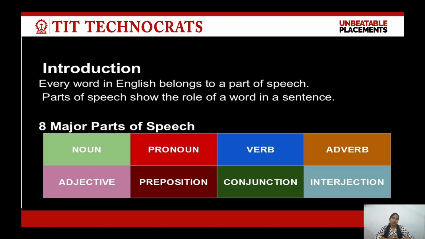So why have we learned these eight parts of speech? We have learned them just to memorize, just to recall what we have already learned during the previous years, and to understand that if you are looking at any word in any question, you should be able to easily identify its part of speech, that this word is a noun, this word is a verb, or an adverb, or an adjective.